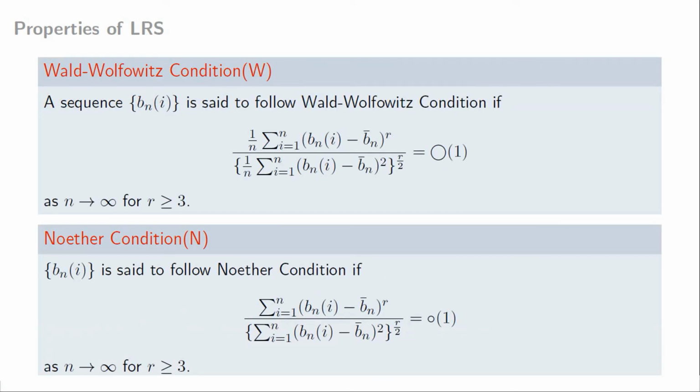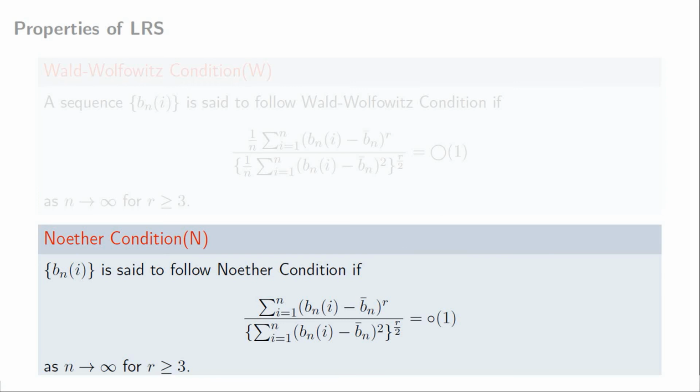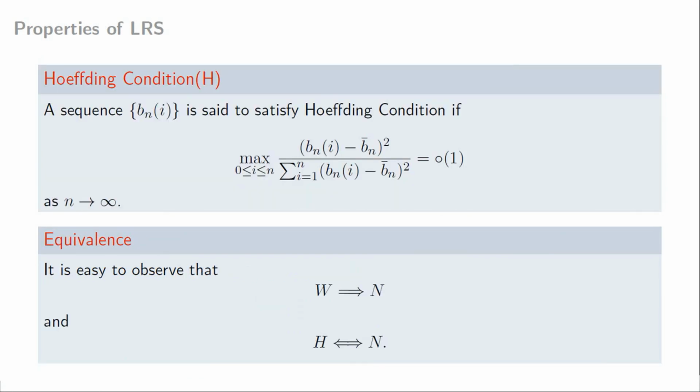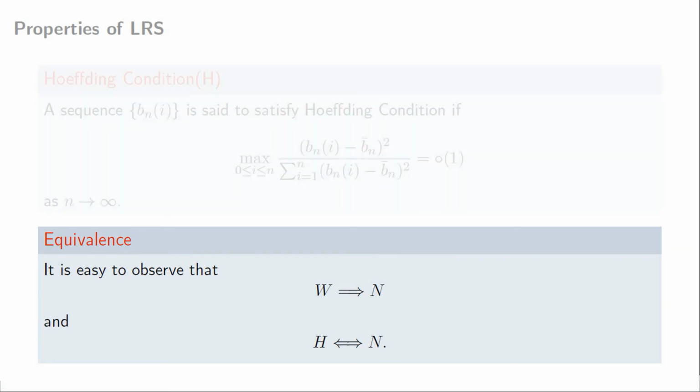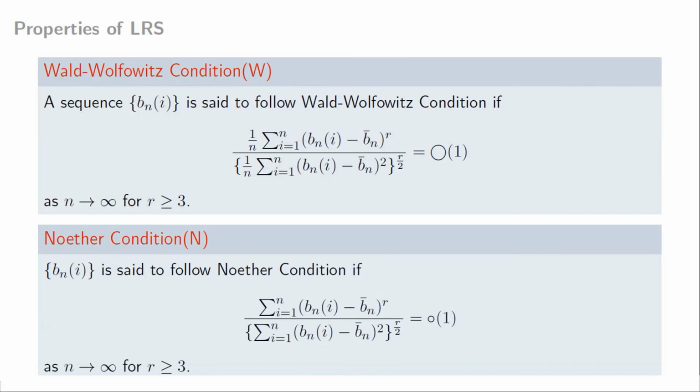Now we shall discuss the asymptotic distribution of linear rank statistics. You can check our presentation, where some conditions are given, say the Wald-Wolfowitz condition, the Noether condition, and then the Hájek condition. We have also seen that the Wald-Wolfowitz condition implies the Noether condition, and the Hájek condition is equivalent to the Noether condition.